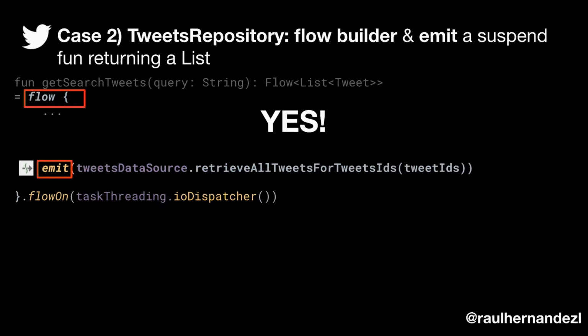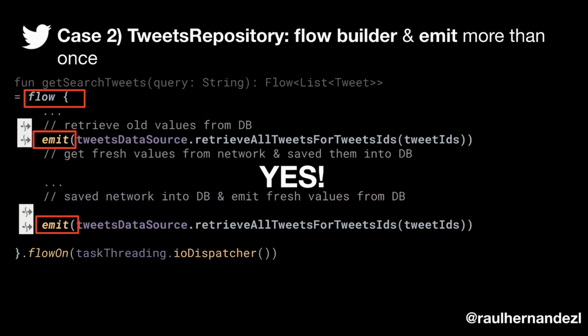But probably we don't want to do that, because it's better to have just a suspend function. It's a one-shot operation, and we are wasting resources by using an emit and a flow when we can just have a suspend function. Okay. Then finally, the case when we have the flow with two emissions, one with the previous results that we have in the DB before it was refreshed, and then the new results coming from the network when it's refreshed. So we emit it twice, and this is a very valid case.